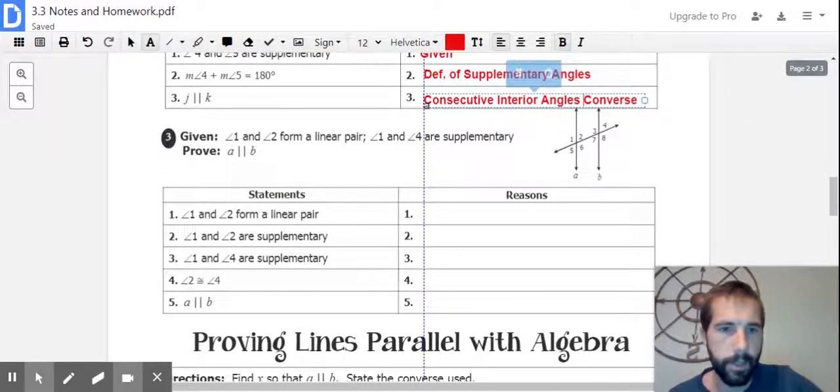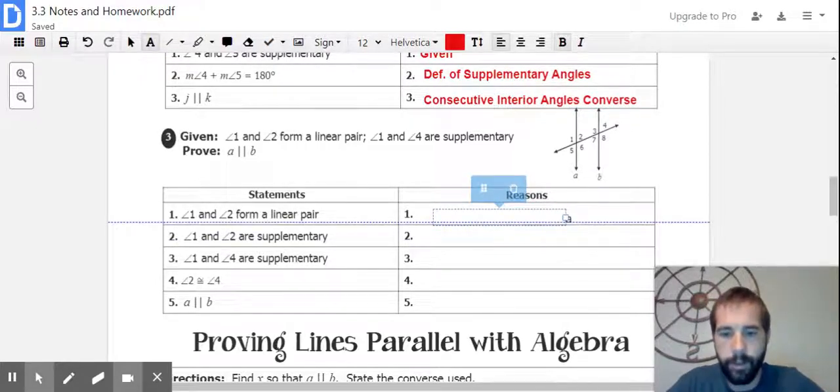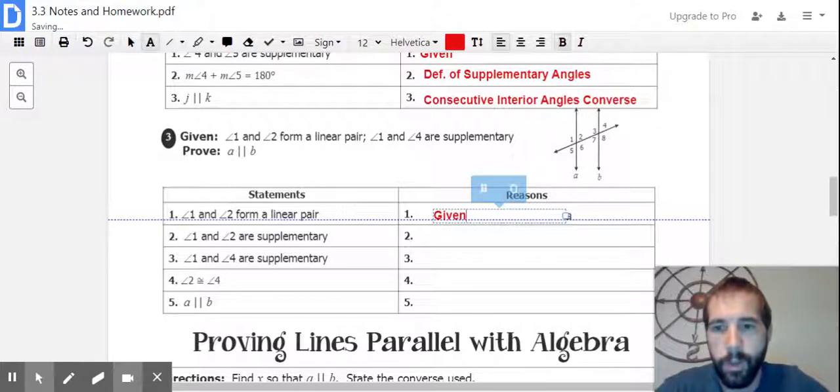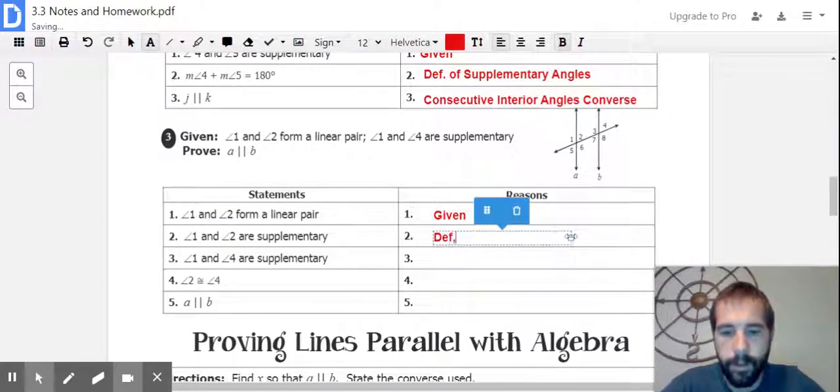All right, I have another one. If you want to try this next one, just pause the video and give it a try. Angles 1 and 2 form a linear pair, and angles 1 and 4 are supplementary. The first statement, angles 1 and 2 form a linear pair, was given. Next statement, angles 1 and 2 are supplementary. Well, isn't that the definition of linear pair? If two angles form a linear pair, that means that the angles are going to be supplementary.